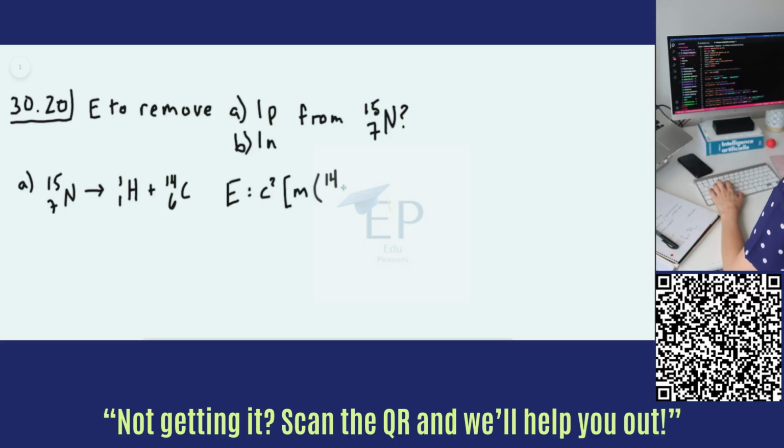So mass of our carbon-14 plus the mass of our hydrogen, and the difference of that with the mass of our nitrogen, and so this is 10.21 mega electron volts.